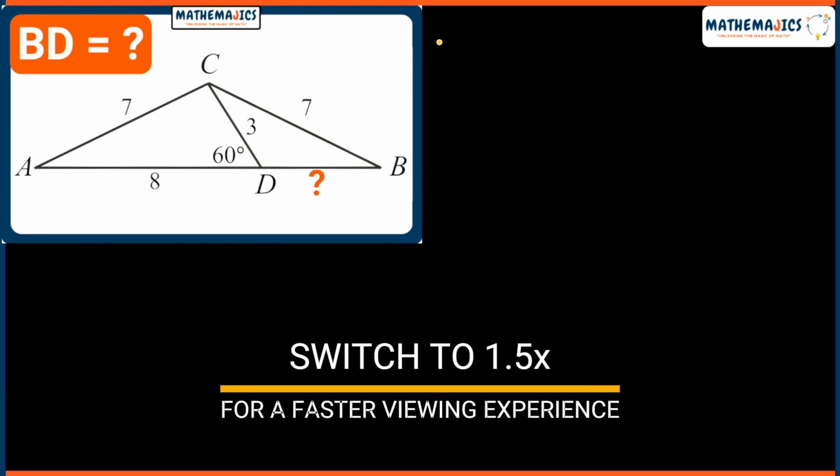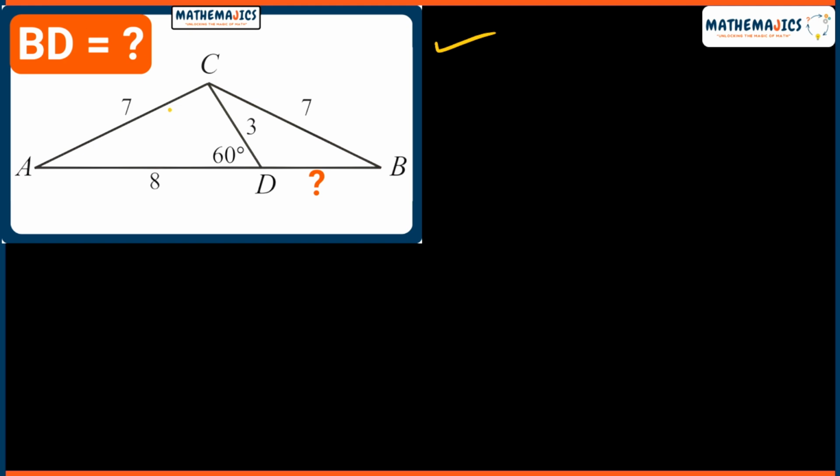Hello everyone. So we have this very interesting geometry question with us today. Here we are given an isosceles triangle ABC. Why is this isosceles? Because we are given side lengths AC and BC the same. The side lengths are the same for both of them. That's why this is an isosceles triangle.